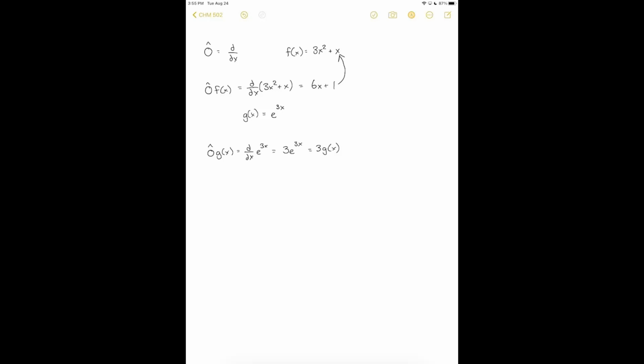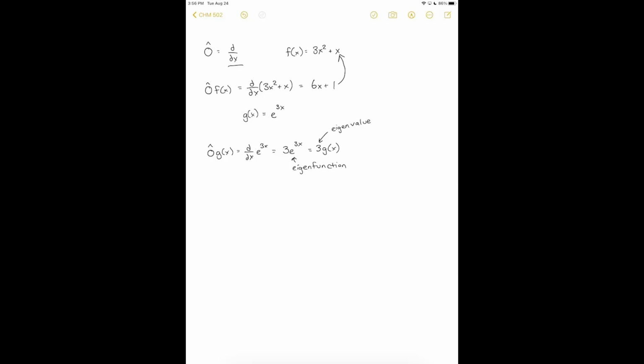So with this function, with e to the 3x, when we operated on it with our operator that's a single derivative, we actually return our input function, e to the 3x, multiplied by a constant. So e to the 3x is an eigenfunction of our operator, the single derivative. And this 3 that comes out is the corresponding eigenvalue. So hopefully at this point, you're recognizing that e to the 3x is not the only eigenfunction of this operator.